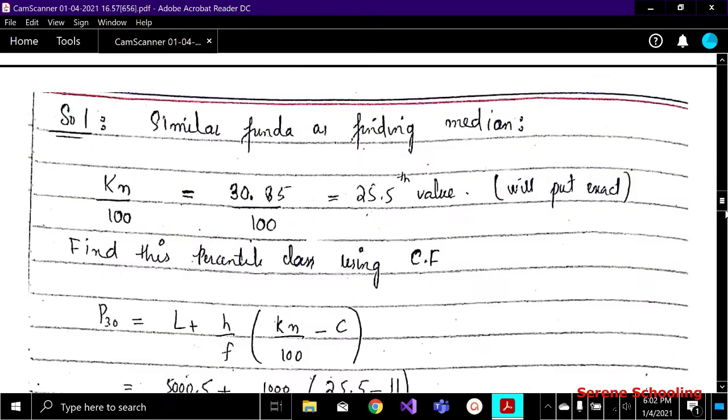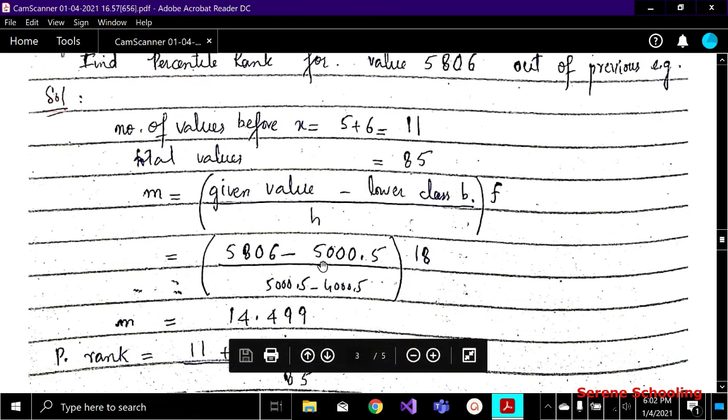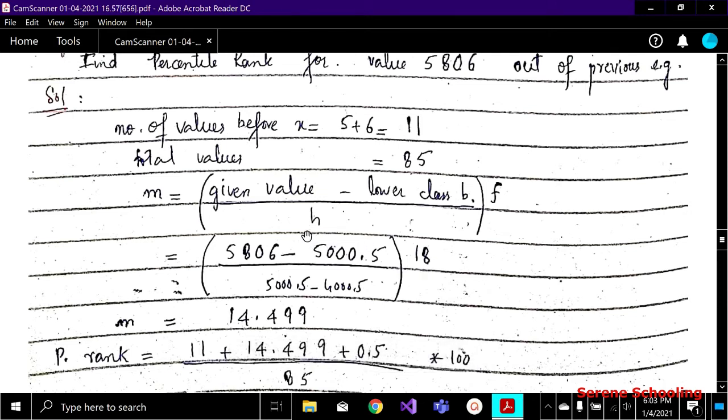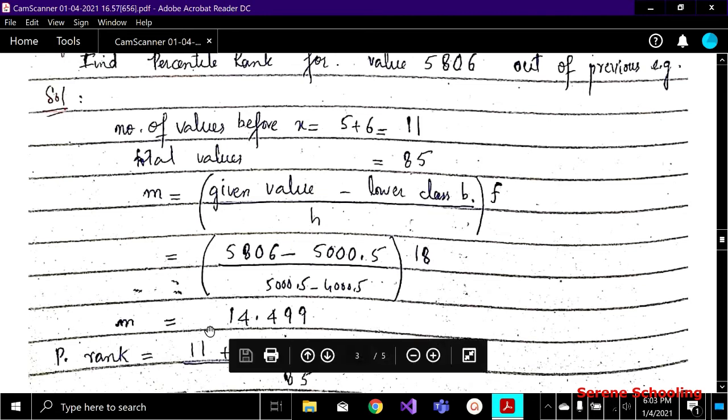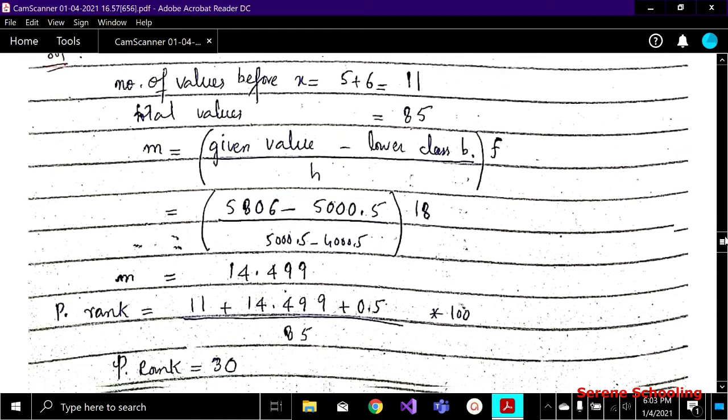Here you can see, after putting 5000.5, the frequency of that class was 18 divided by the class width, which is the difference between the two lower class limits. It gives us the m, 14.499, and after finding m, everything is similar to the ungrouped data. We just have to put all the values.